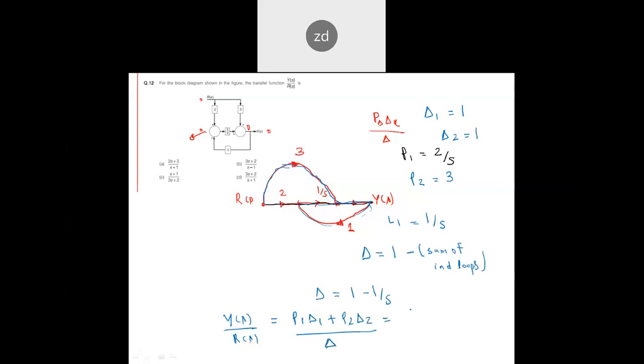So the value of p1 is, as I just showed you, 2 by s, and the value of p2 is 3, and del is 1 minus 1 by s. Now if I solve this, this would be equal to 3s plus 2, divided by s, divided by s minus 1 by s. So this s and this s cancel, so I'm left with 3s plus 2 over s minus 1. This is the answer to this question.